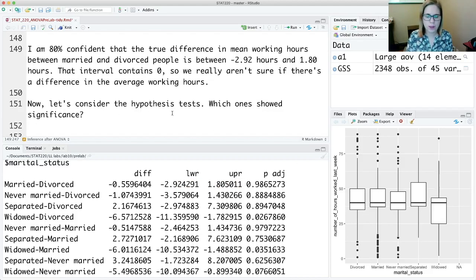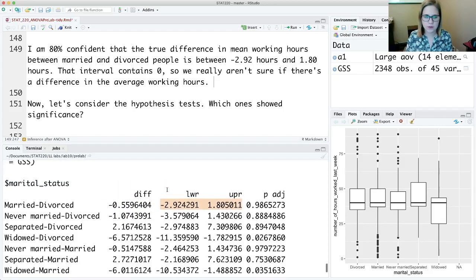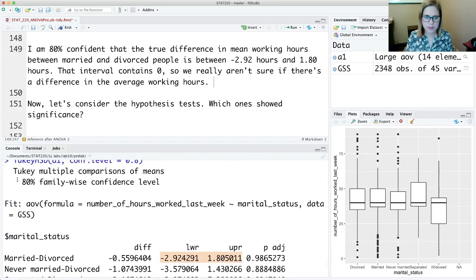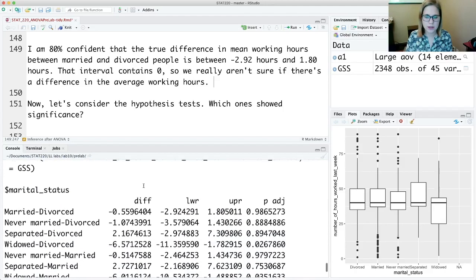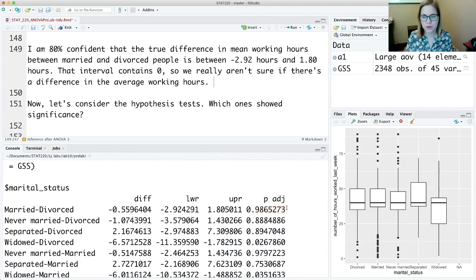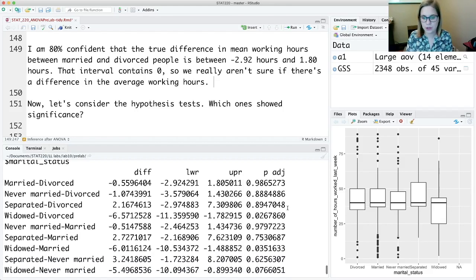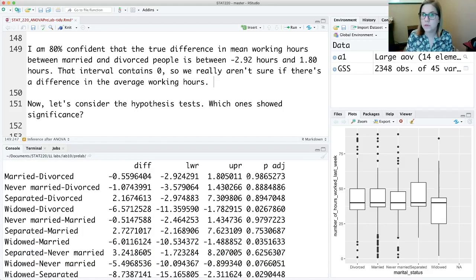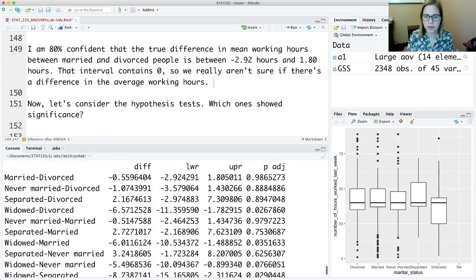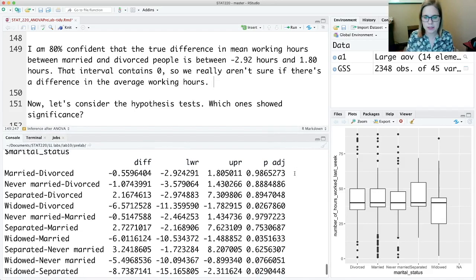We could also think about hypothesis tests. The output gives you the difference for each one of these pairs. It gives you the confidence interval at whatever confidence level you specified, in this case 80%. And then it also gives you a p-value. It's an adjusted p-value. Again, I'm not going to get into the details of how the adjustment is done, but you can just use it like a regular p-value. Small p-values mean something is significant, large p-values mean something is not significant.